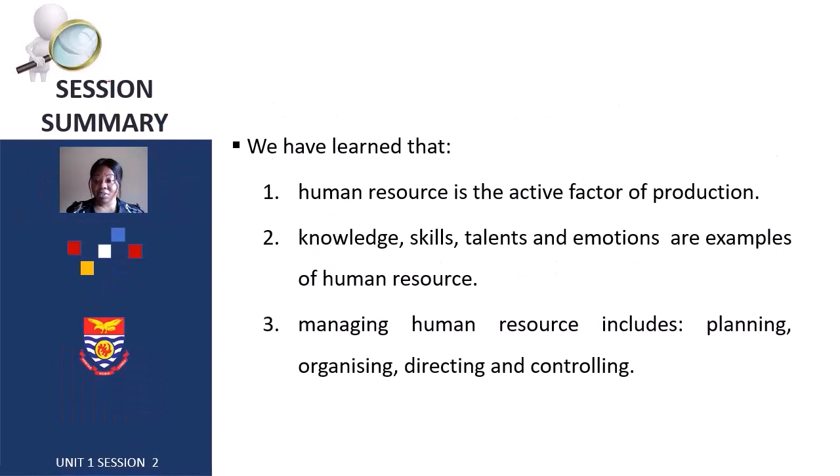So in this session, we have learned that human resource is an active factor of production. We've learned examples of human resource. We've identified knowledge, skills, talents, and emotions as examples of human resource. We've identified that in managing human resource, you need to plan, organize, direct or lead, and control the human resource that you have in your organization.